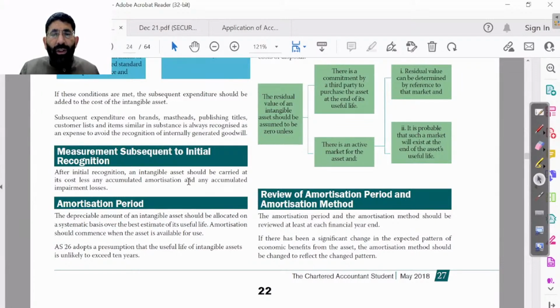After initial recognition, an asset should be carried at its cost less any depreciation or accumulated amortization. So whatever the impairment loss is there, that is to be reduced. If we are expecting that this much amount of impairment loss is there, that is to be written off. Amortization means if there is some depreciation on it, or we think its value is going to fall by this much, then minus it and take the net value.